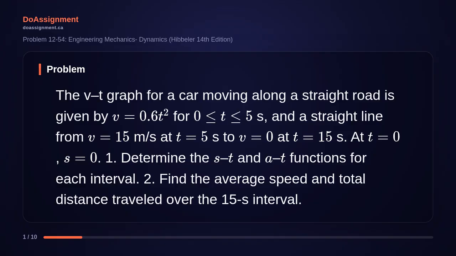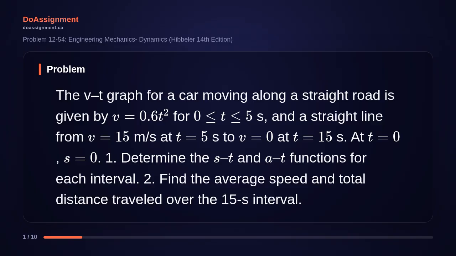The velocity time graph for a car moving along a straight road is defined as follows. Velocity equals 0.6 t squared for t between 0 and 5 seconds, and a straight line dropping from v equals 15 meters per second at t equals 5 seconds, down to v equals 0 at t equals 15 seconds. At time t equals 0, the position s equals 0.